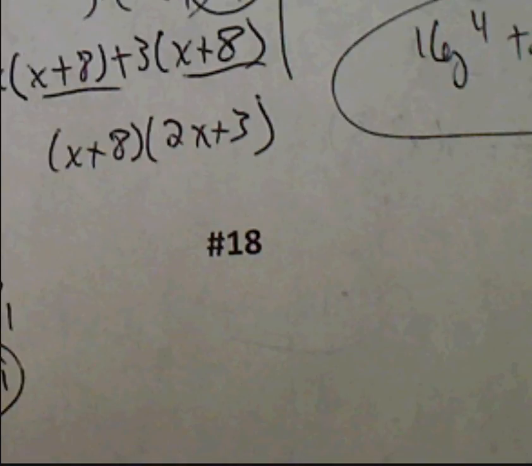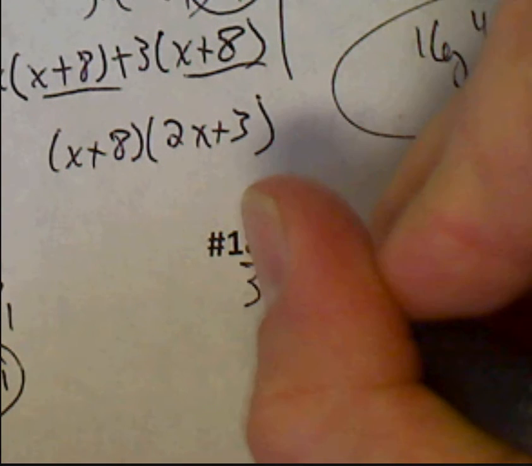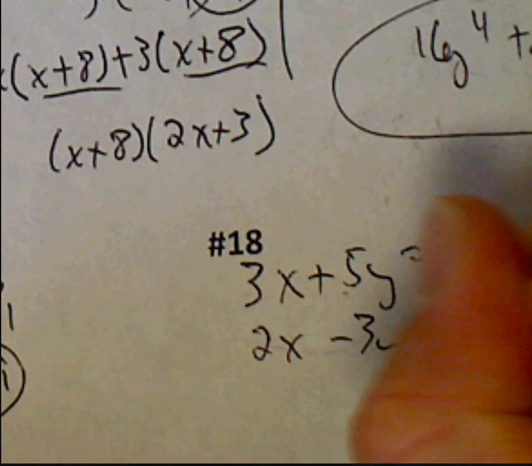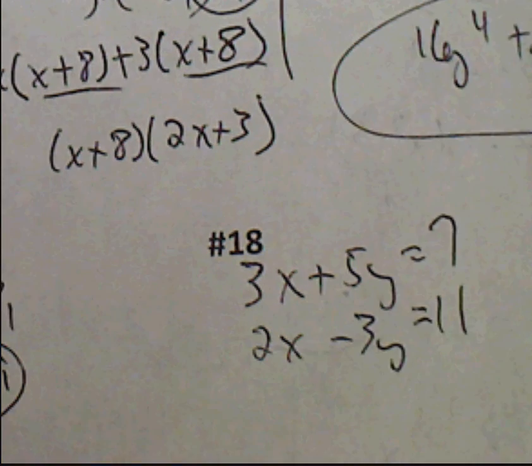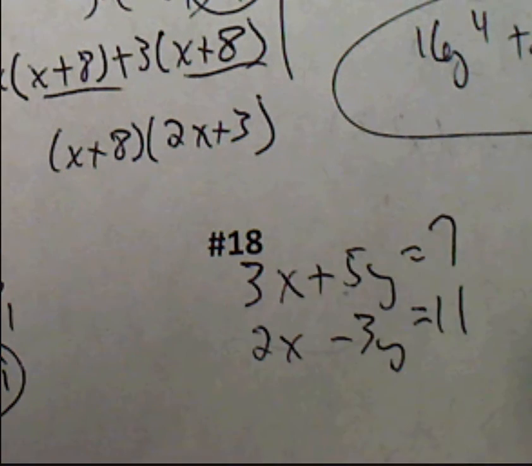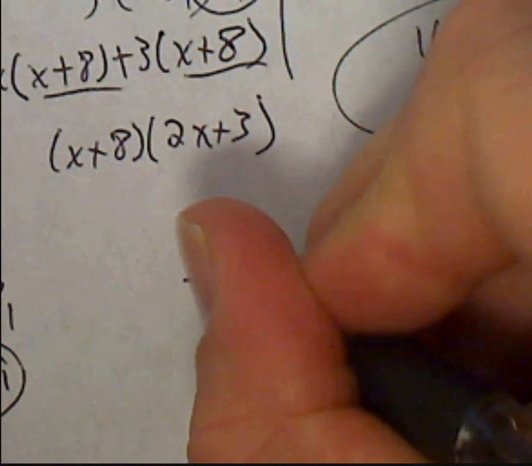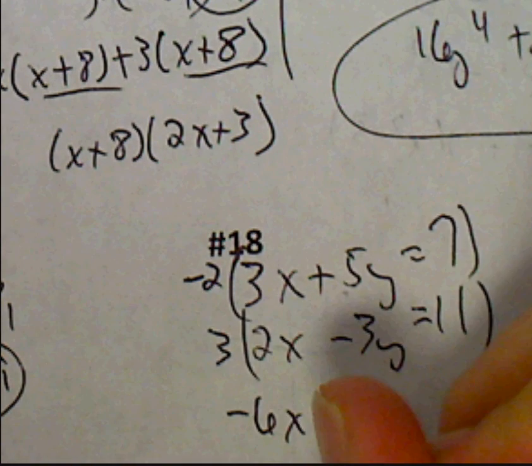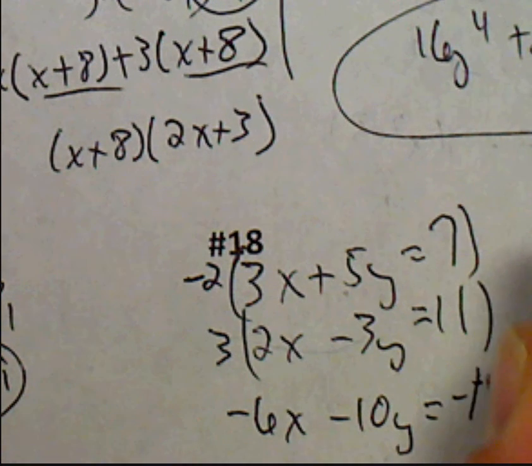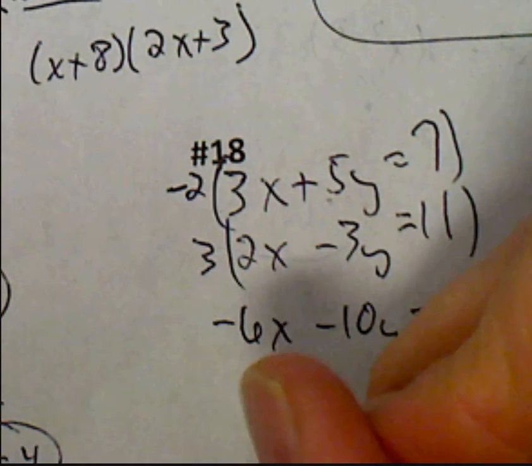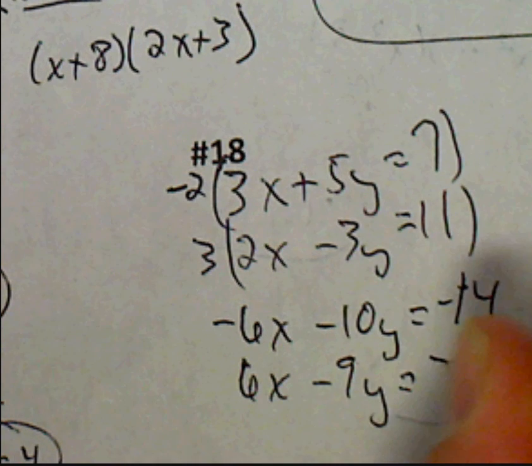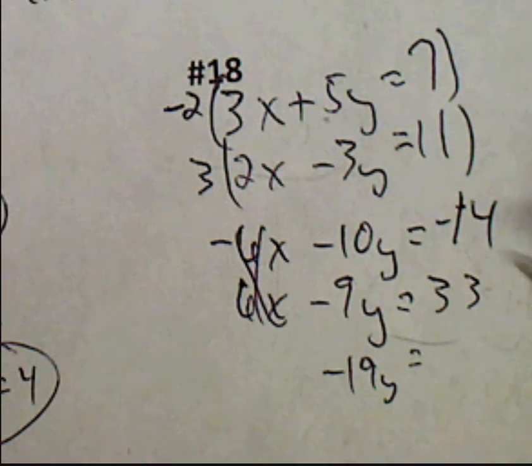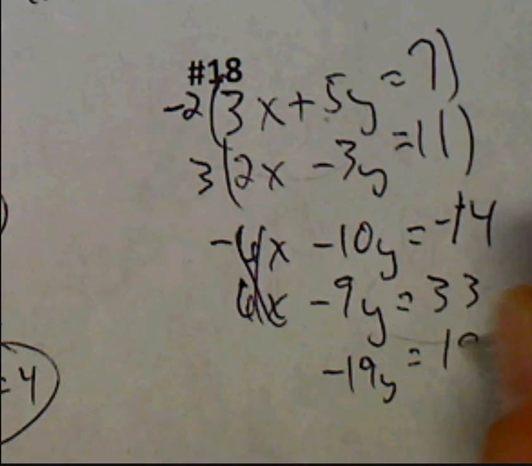Number 18, I have 3x plus 5y equals 7. I got 2x minus 3y equals 11. This is set up to eliminate, so I'm going to multiply this by negative 2 and this by positive 3. That will give me the opposites. Negative 6x minus 10y equals negative 14. I have positive 6x minus 9y equals 33. These eliminate. Negative 19y equals 19.